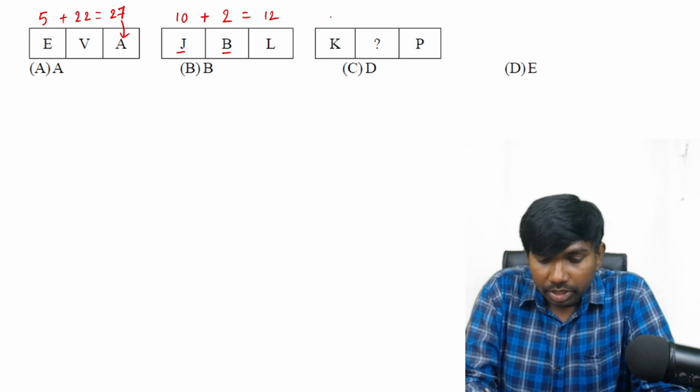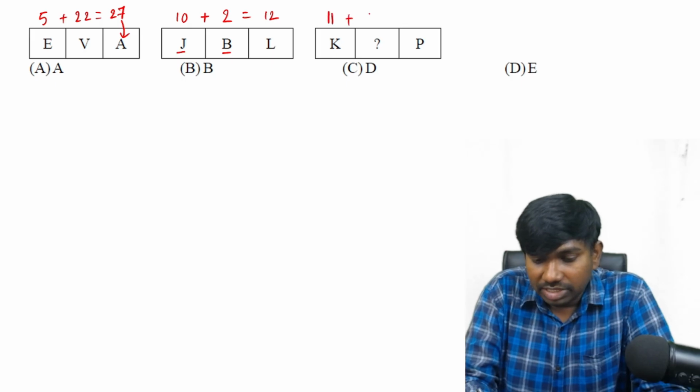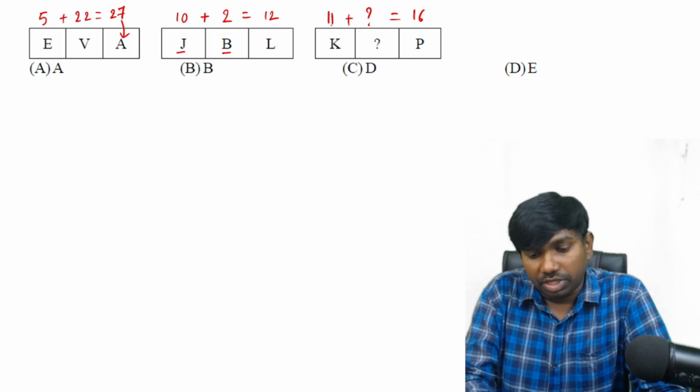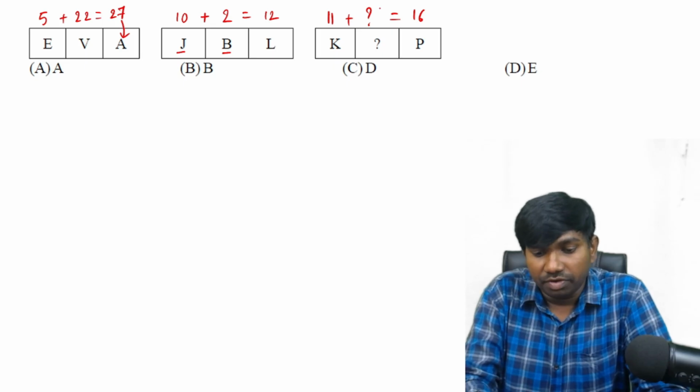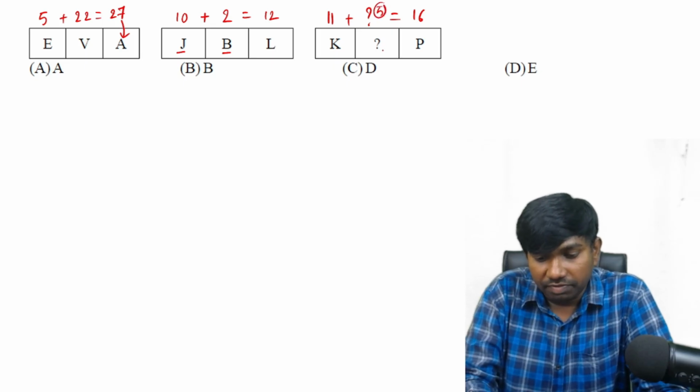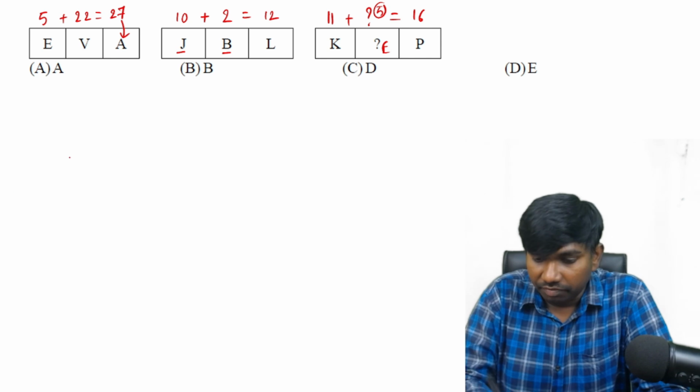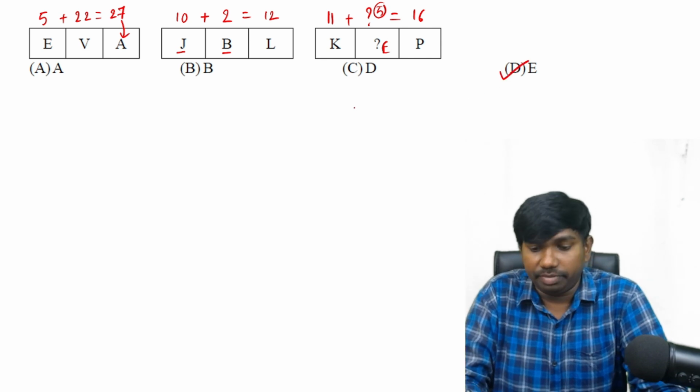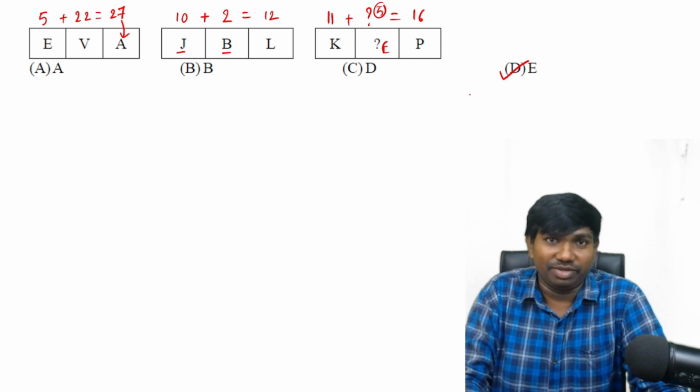Similarly, K is 11, plus how much is P, 16? So K is 11, plus how much is 16? 5. What is the fifth letter? That is E. Which is our option? Option D. Okay, answer E, option D.